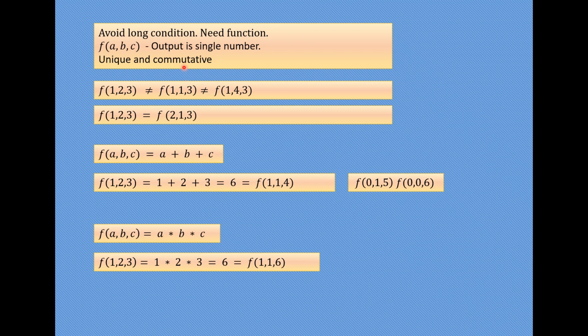Even though this is again commutative, this is not unique, because we see that function of 1 2 3, which will give you 6, is the same as function of 1 1 6. This will also give you 6. Okay. So does there exist some function?